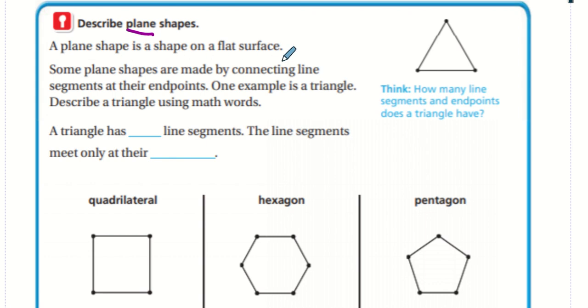Some plane shapes are made by connecting line segments at their endpoints. One example is a triangle. It says, describe a triangle using math words. A triangle has blank line segments. So we know a line segment is going to start and stop at an endpoint. So here's 1, here's 2, and here's 3. So it has 3 line segments, and the line segments meet only at their endpoints. If the points are at the very end of the line, we call them endpoints. If it's just in the middle of a line, we would call them a point.